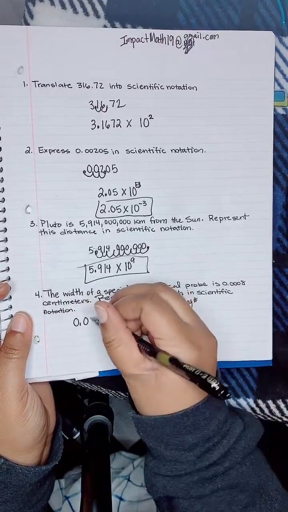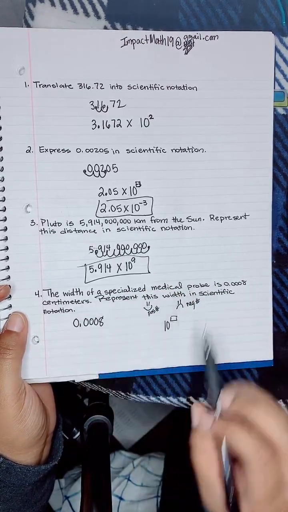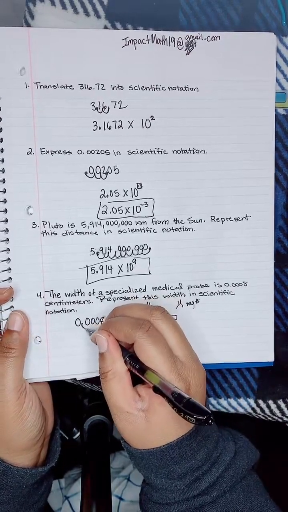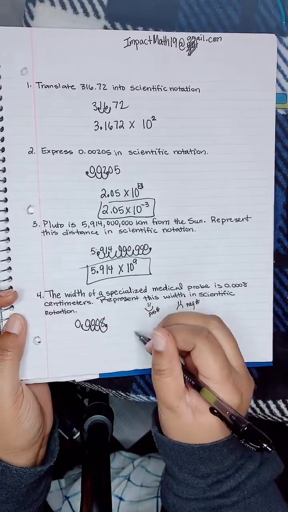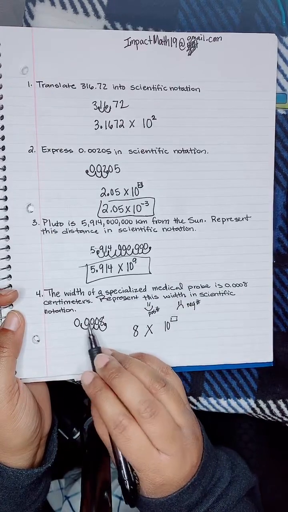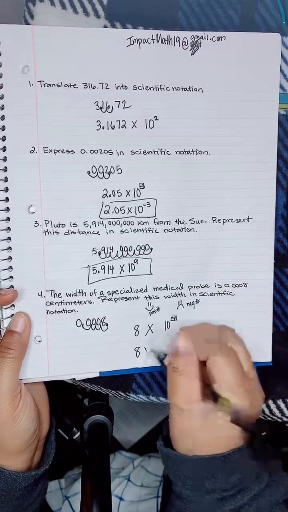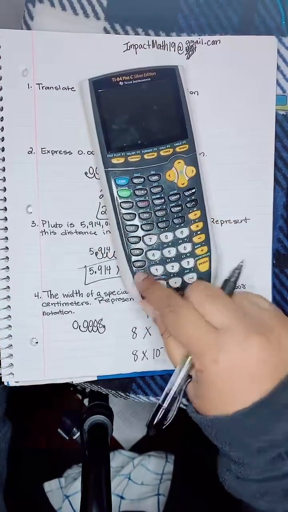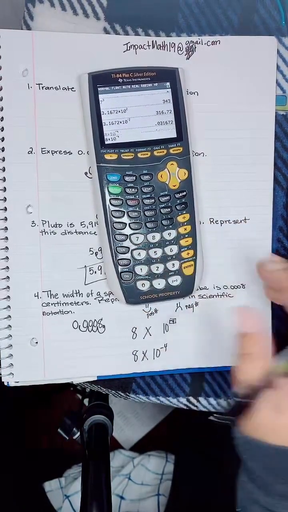So we have 0.0008, and we want to represent this in scientific notation. Remember, we need a digit before the decimal. So we have to move this over 1, 2, 3, and we can stop here, 4. So we're going to write this as 8 times 10 to the, we moved it over 1, 2, 3, 4, so it's negative 4. So it's 8 times 10 to the negative 4. And if you ever want to check it, you should be able to put it into the calculator.